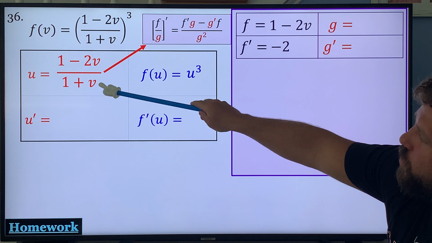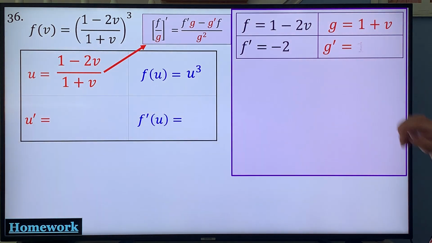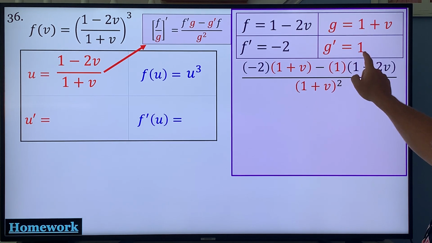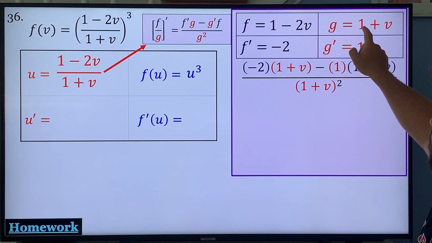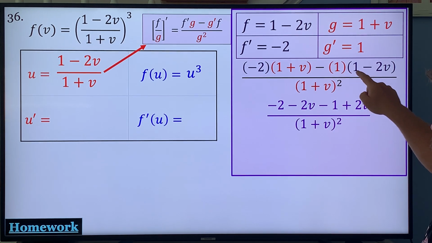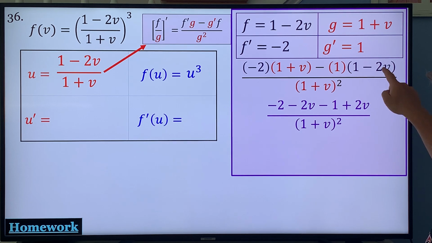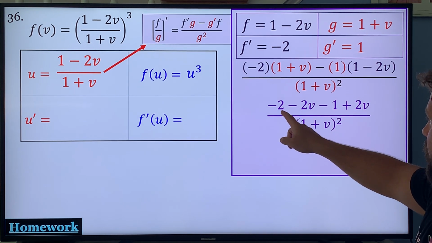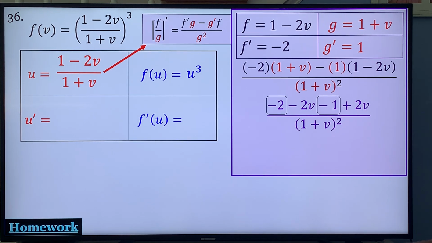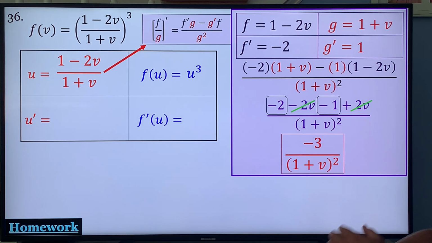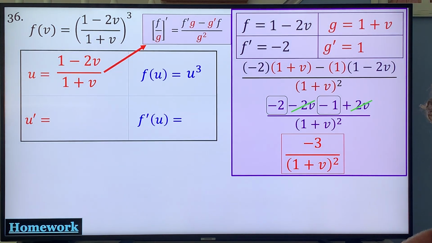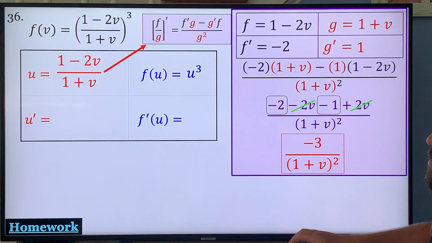G, the denominator, is 1 plus v. Derivative of v is 1. All right. Negative 2 times 1 plus v minus 1 times 1 minus 2v, all over 1 plus v squared. Negative 2 minus 2v minus 1 plus 2v. Negative 2 minus 1 is negative 3. Negative 2v plus 2v is 0. So you got negative 3 over 1 plus v squared. Too many v's. Too many letters.